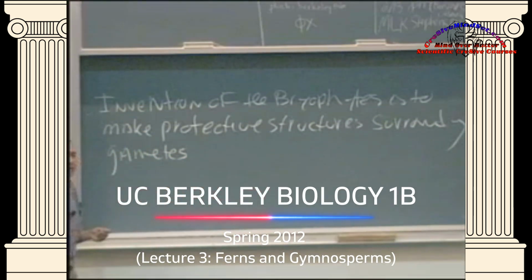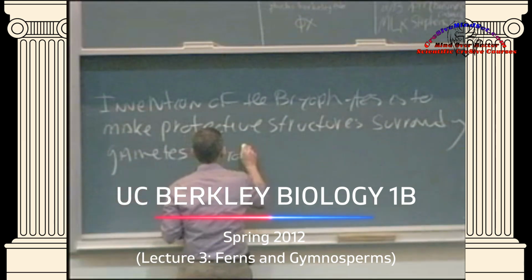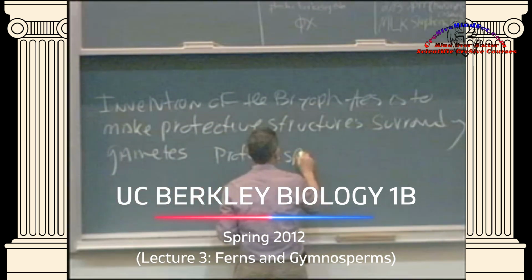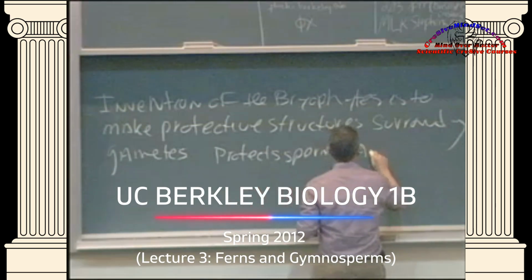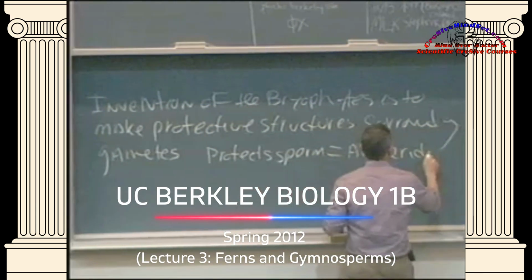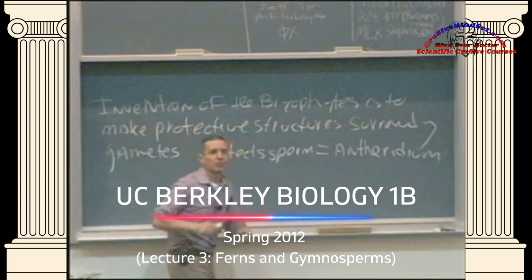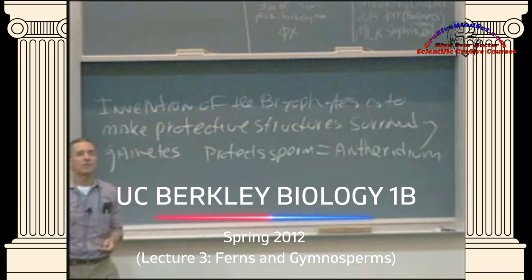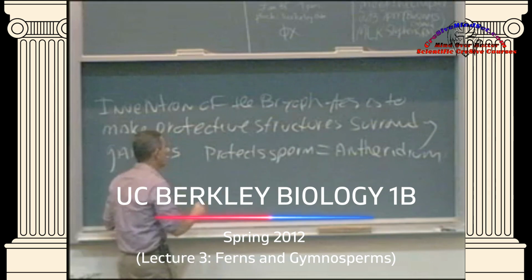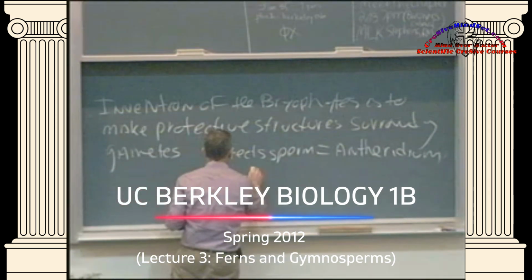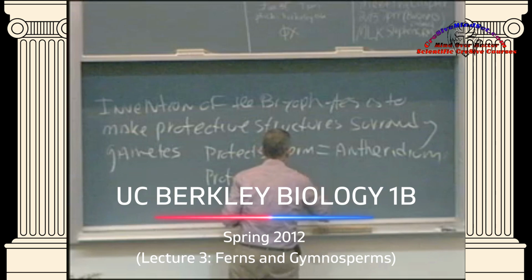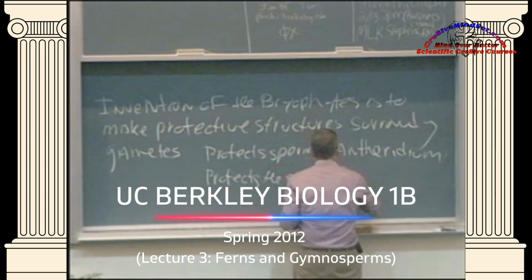And these protective structures allow them to keep the gametes alive and not drying out until the moisture comes. And these protective structures are given two names. The one which protects the sperm is called the antheridium. It's like a jacket, a layer of cells which surrounds the sperm. And the one which protects the egg is known as the archegonium.